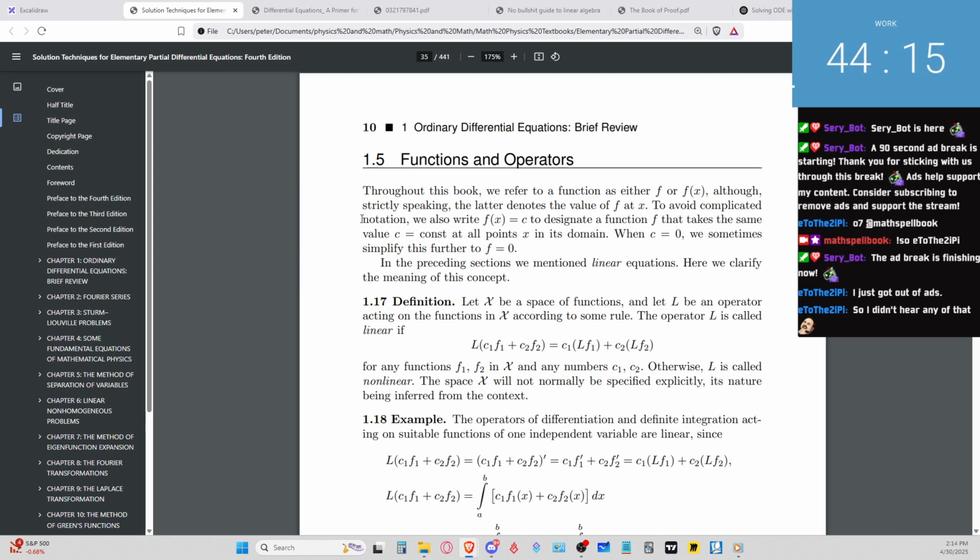Alright, so let's see, functions and operators. Throughout this book we refer to a function as either f or f of x, although strictly speaking the latter denotes the value of f at x. To avoid complicated notation, we also write f of x is equal to c to designate a function f that takes the same constant value c at all points x in its domain.